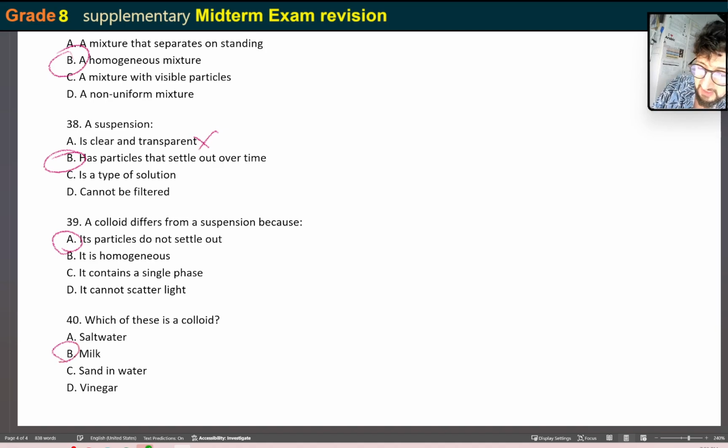And finally, which of these is a colloid? We've already covered that so many times. Salt water is a solution. Sand and water is a suspension. Vinegar is another solution. So milk is the colloid.